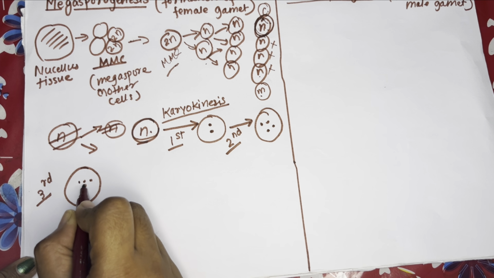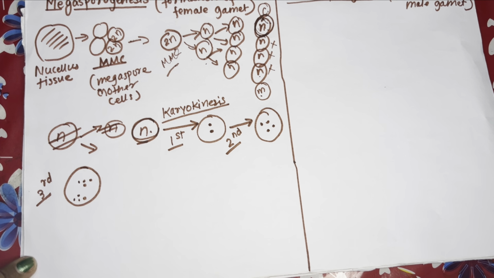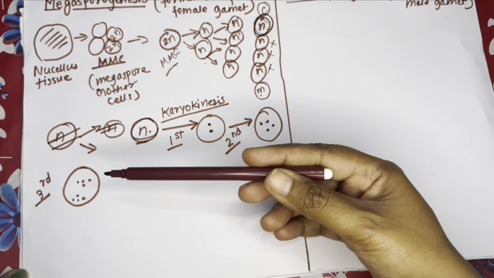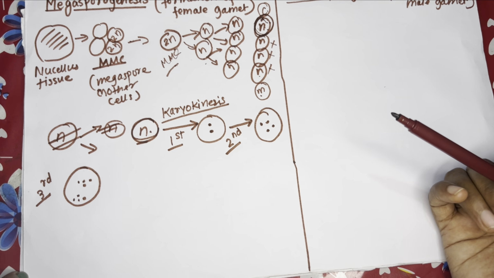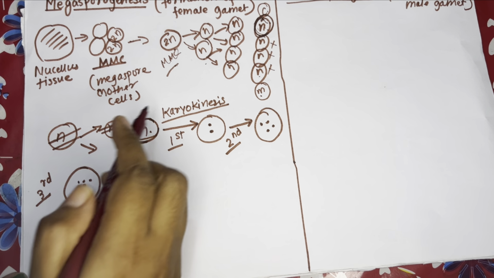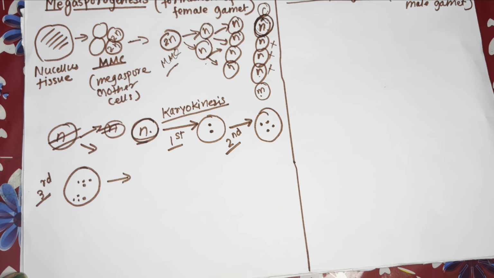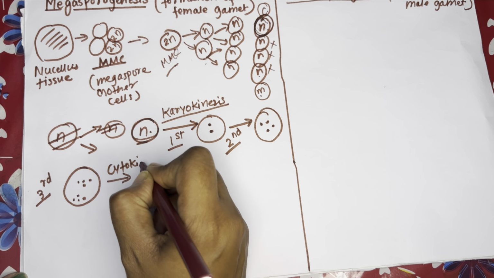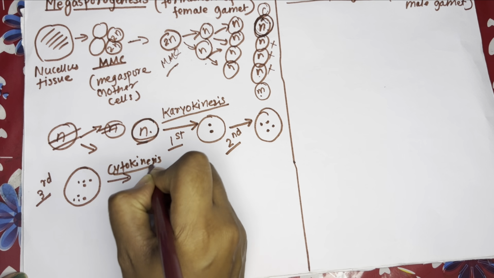1, 2, 3, 4, 5, 6, 7, 8. Now here mitotic divisions will be completed. Total 3 mitotic divisions will be done. As a result of that, 8 nuclei will be obtained. Now after karyokinesis, that means after nuclear division, cell division will be there. Now cytokinesis will happen. Cytokinesis means actual cell division.